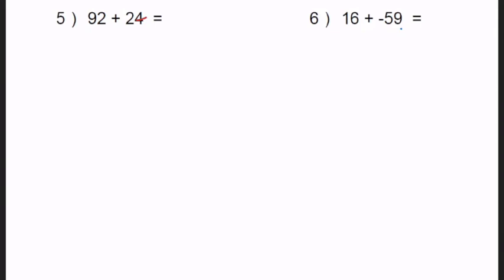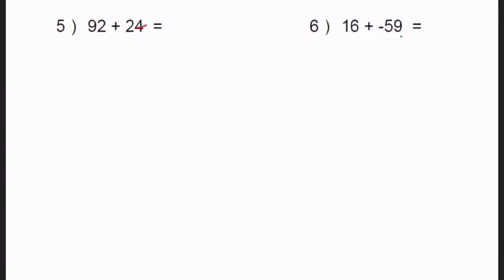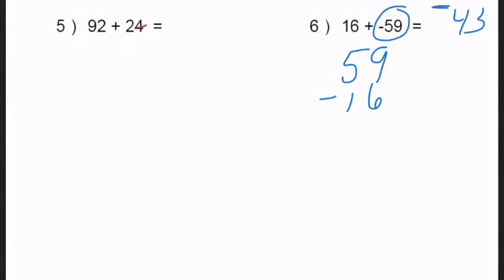Okay, so I have 16 plus a negative 59. So we subtract. So I'm going to put 59 on top, minus 16. So I'm going to get 43. And it's going to be a negative 43 because 59 is bigger than 16. So I take that sign.